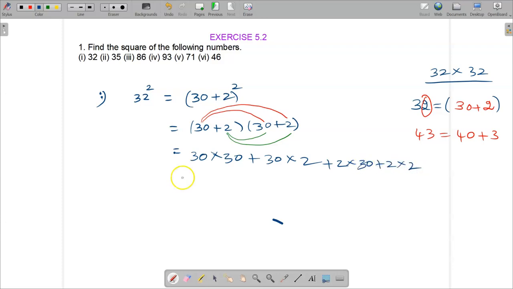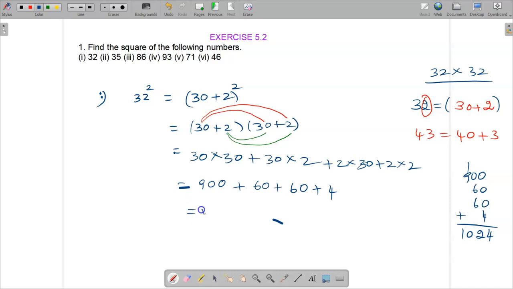3 3s are 9 and here 1 0, here 1 0, so you have 900. 3 2s are 6, 1 0 you have, so 60. Again 3 2s are 6, so 60. 2 2s are 4. Just add all the numbers: 900, 60, 60 plus 4. You have 4 here, 6 plus 6 is 12, 12 plus 0 is 12. So 2 and carry 1, 9 plus 1, 10. So the answer is 1024. You can do it by this method.